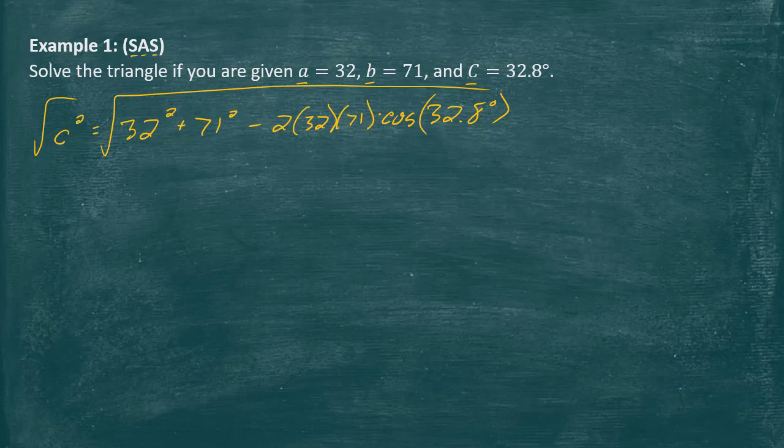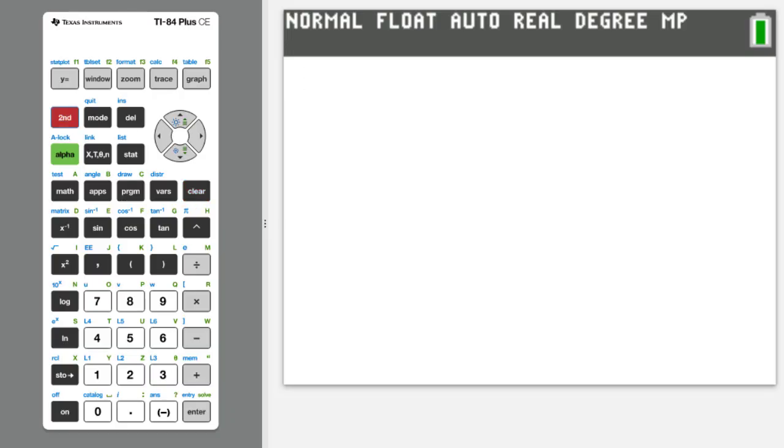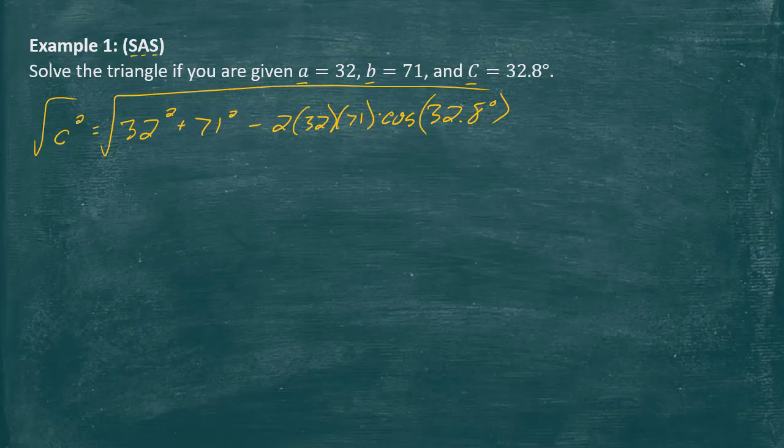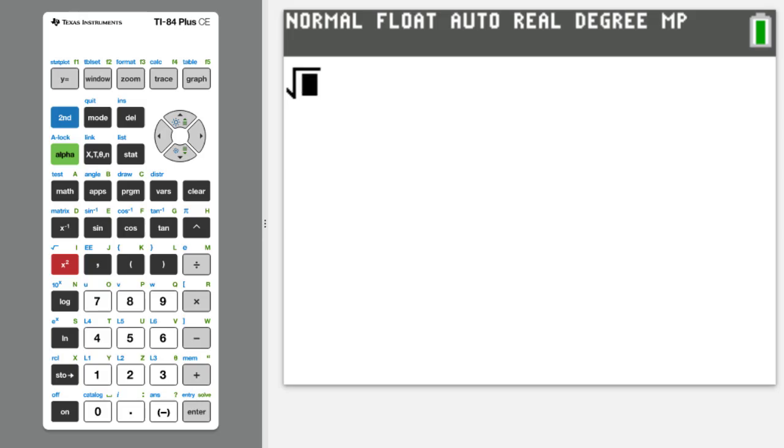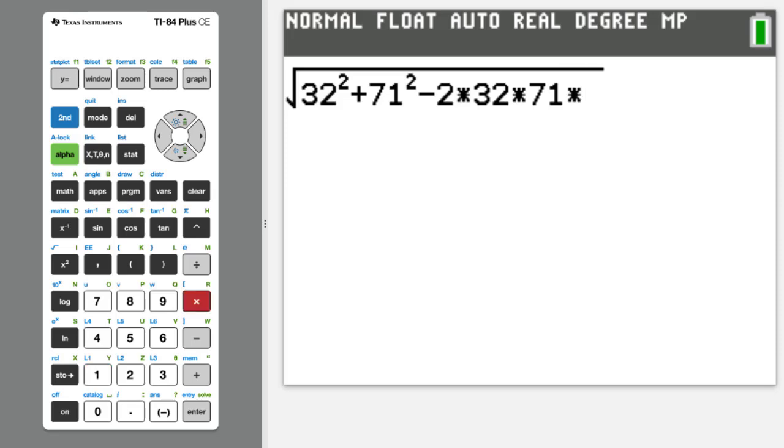So as you'll see here when I bring up the calculator, I'm legitimately just going to type this in from left to right with a big square root on all of it and just do it basically in one single step. So let's go ahead and bring that in. Got my square root of, and then it would be my two sides, I've got to remember what those numbers are, darn it. So if I go ahead and switch back, I've got 32, 71, and then 32.8. Okay, so 32 first, 32 squared plus 71 squared minus twice 32 times 71 times cosine of the angle 32.8.